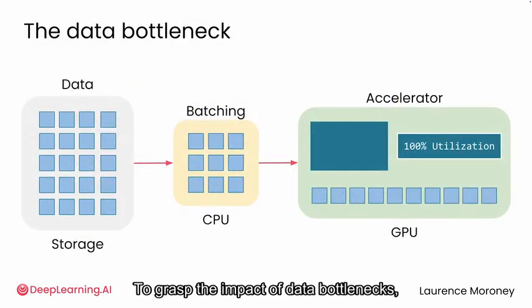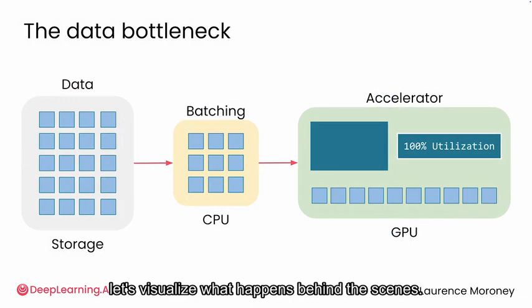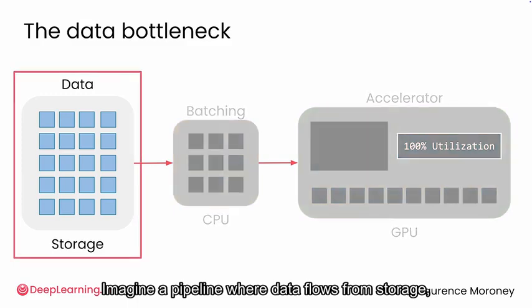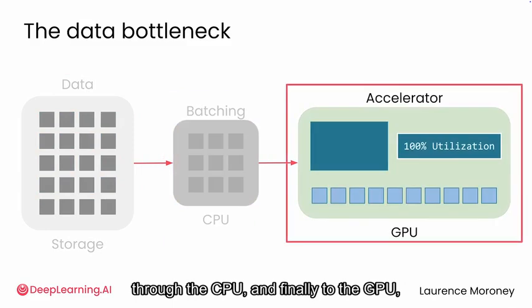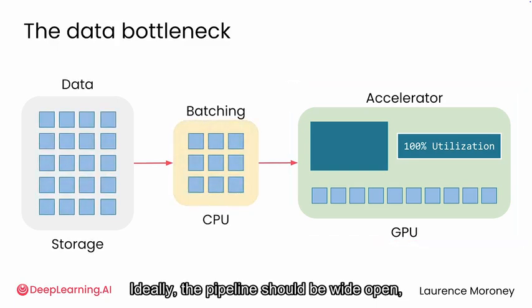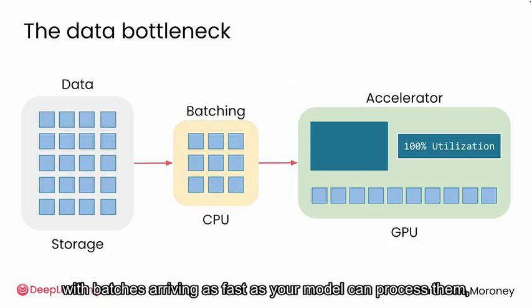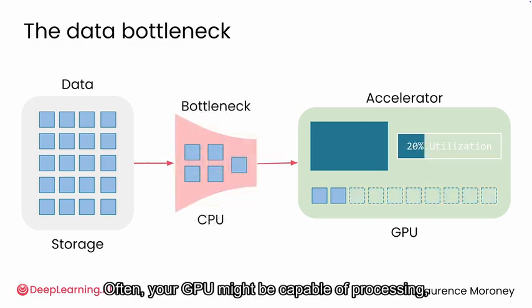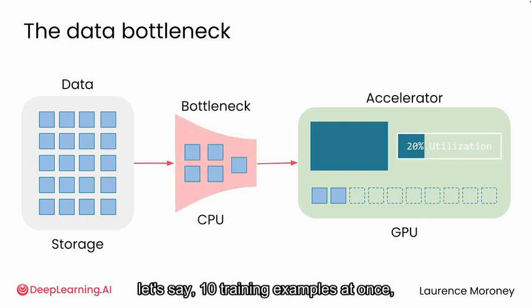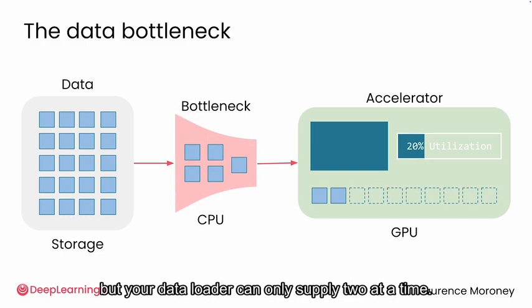To grasp the impact of data bottlenecks, let's visualize what happens behind the scenes. Imagine a pipeline where data flows from storage through the CPU and finally to the GPU, which accelerates model training. Ideally, the pipeline should be wide open, with batches arriving as fast as your model can process them. But that's rarely the case at first. Often, your GPU might be capable of processing, let's say, 10 training examples at once, but your data loader can only supply 2 at a time.